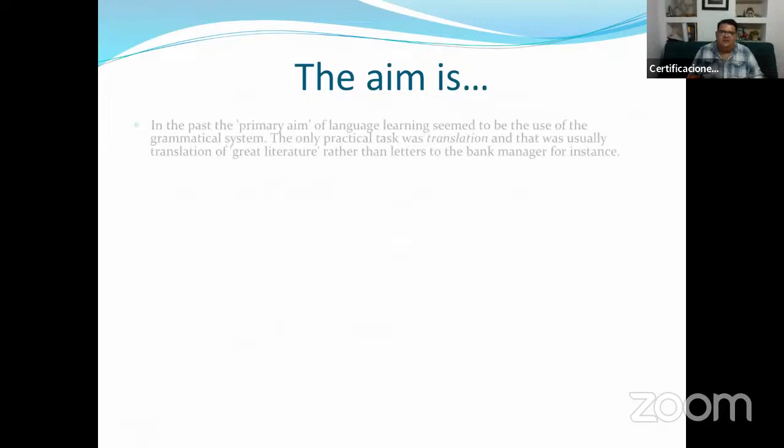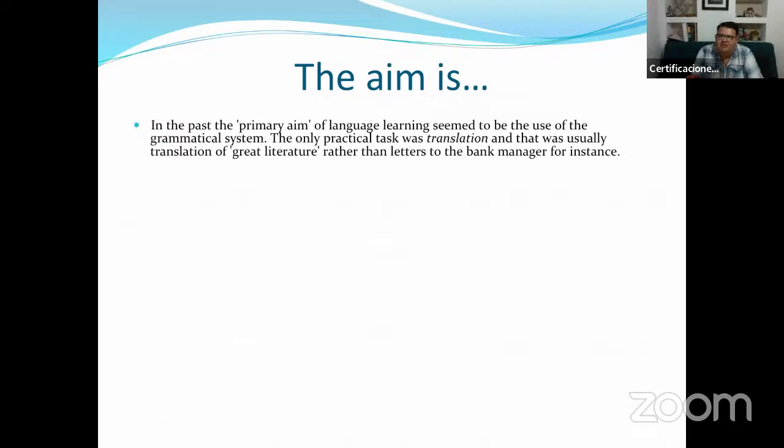Number one, Christina, read it. In the past, the primary aim of language learning seemed to be use of the grammatical system. The only practical task was translation, and that was usually translation of great literature, rather than letters to the bank manager, for instance. So the traditional way of teaching only used grammar and translation. The students become very good at translating, even very good at reading, but very bad at speaking. So the new tendency says, use real life, use situations so that they can actually use their English.